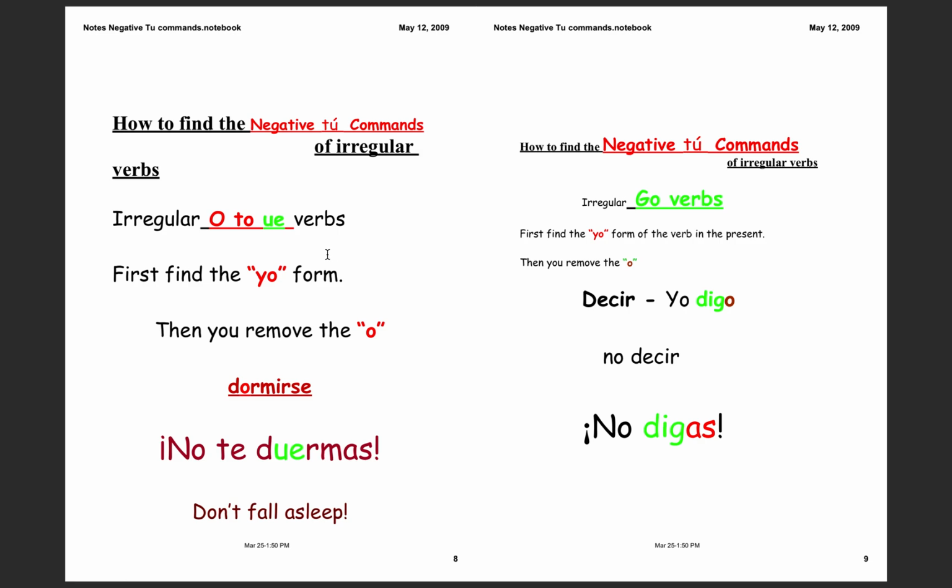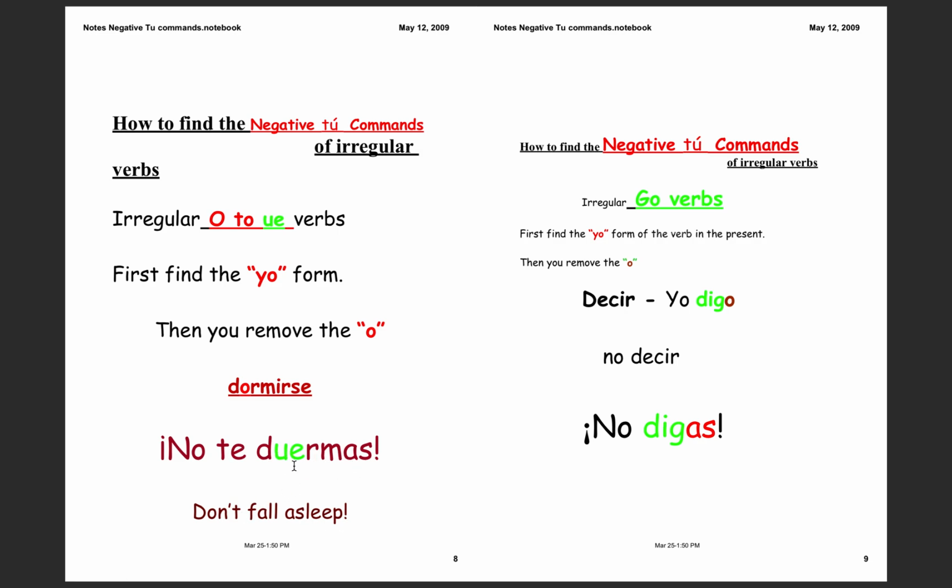And O to UE stem changers. Okay? Like dormirse, to fall asleep. We want to tell someone don't fall asleep. Well, the yo form is yo me duermo. Okay? Well, we're not going to use the yo or the me, but we take duermo, keep the UE, it's an IR verb, so change the ending to as. No te duermas. Don't fall asleep.